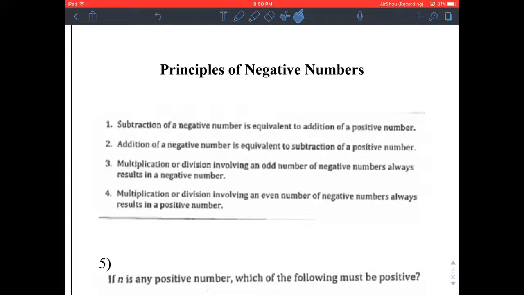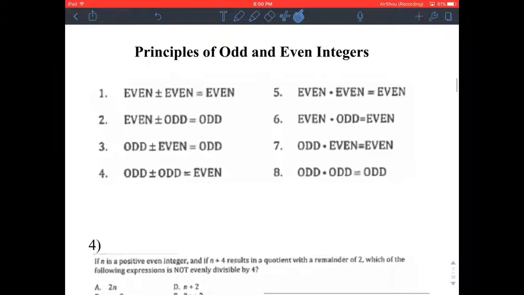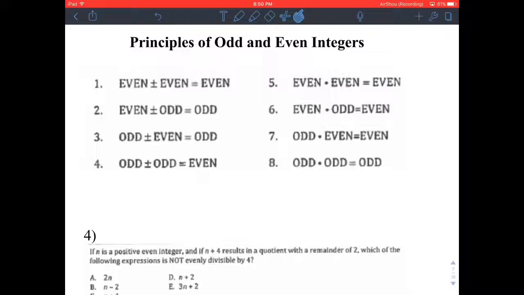Principles of negative numbers. Oh, scratch that. I missed some things up here. Principles of odd and even integers. If you add two even numbers, you get an even number.